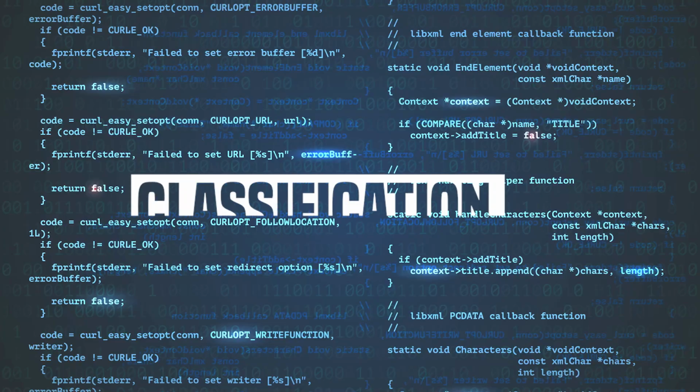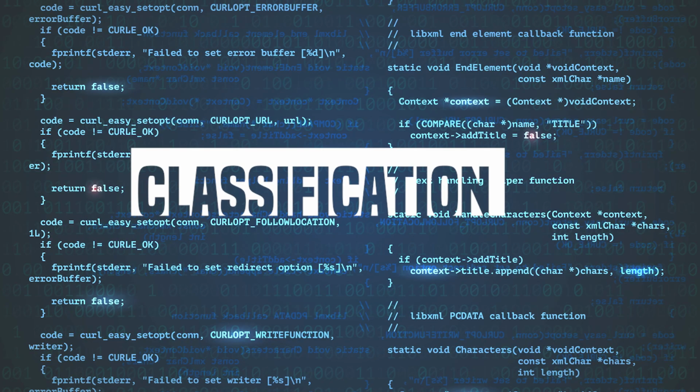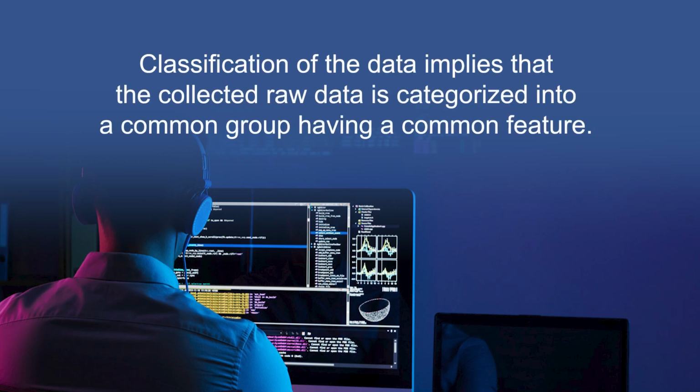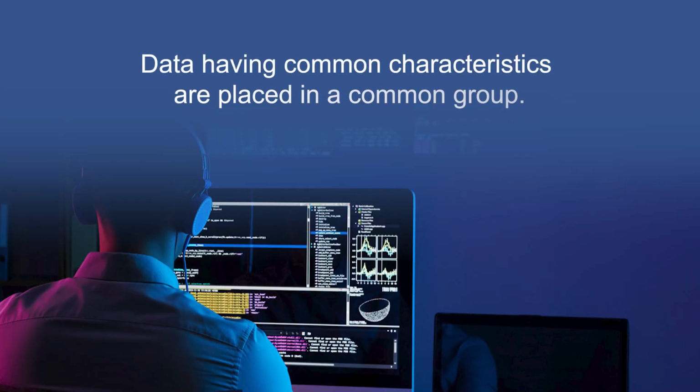And going forward, the last one, the classification to understand. So here the classification of the data implies that the collected raw data is categorized into a common group having a common feature, because we have seen the editing part, we have also seen the coding part, right? And we are now focusing on understanding what classification is, right? So classification of the data implies that the collected raw data is categorized into a common group having a common feature. So here the data having common characteristics are placed in a common group.